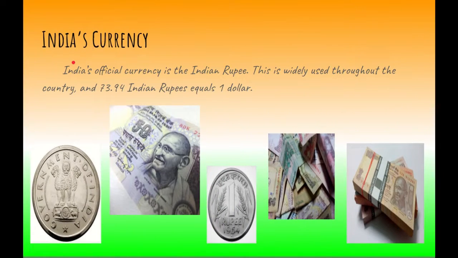India's currency. India's official currency is the Indian rupee. This is widely used throughout the country, and 73.94 Indian rupees equals $1. So 74 Indian rupees equals $1. Take a moment to soak that in. That's the information. Let me give you a pop quiz really quick.